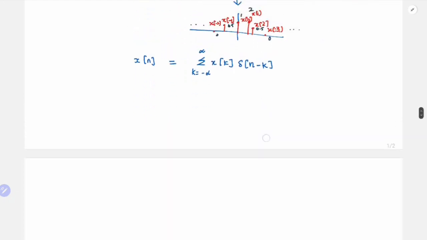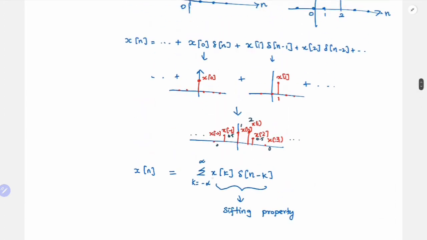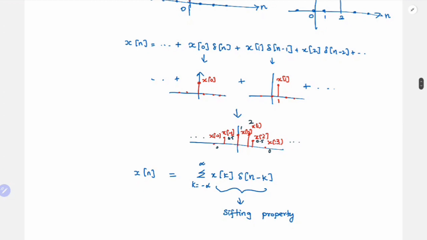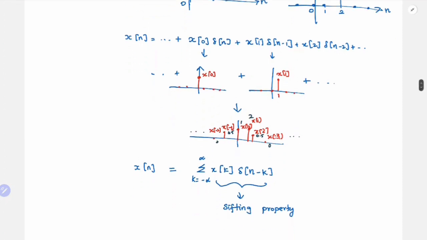Again, if you see, this is nothing but the shifting property. What it means is that from the x of n, this delta samples each value of x of n, right? So your delta of n samples the value at x of 0, delta of n minus 1 samples the value at x of 1 and so on. And if we add them all up, we get x of n back.